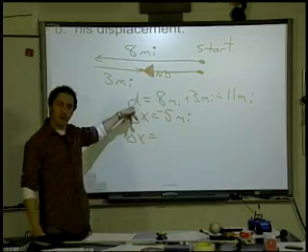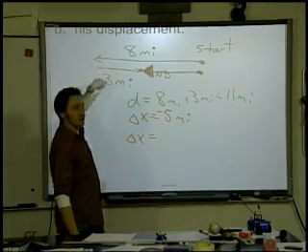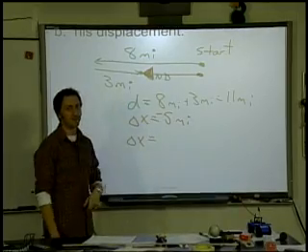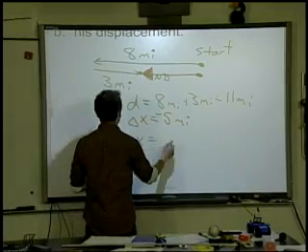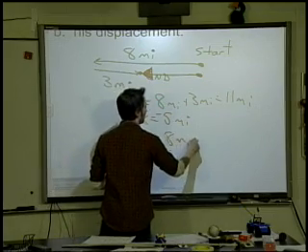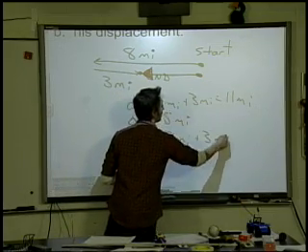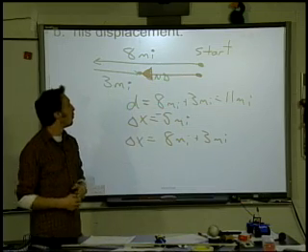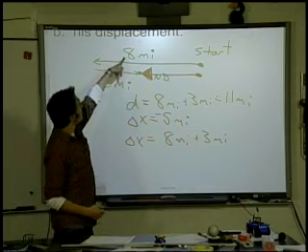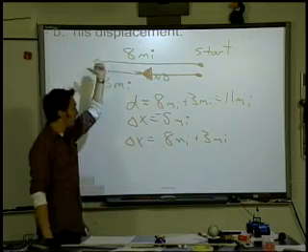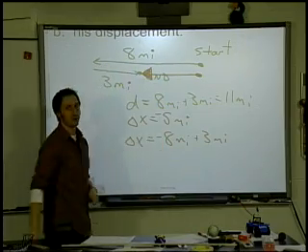When we found our distance, all I did was I added up the two individual distances, right? 8 miles and 3 miles. You can do the same thing with displacement. Okay? I'm going to take my two displacements and add them up. 8 miles plus 3 miles. But there's a difference. One of my displacements is negative. Okay? The 8 miles, because it was moving in a negative direction, is actually negative 8 miles.